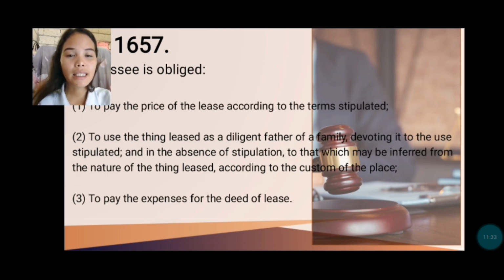Article 1657. The lessee is obliged: 1. To pay the price of the lease according to the terms stipulated. 2. To use the thing leased as a diligent father of a family, devoting it to the use stipulated, and in the absence of stipulation, to that which may be inferred from the nature of the thing leased, according to the custom of the place. 3. To pay the expenses for the deed of lease.